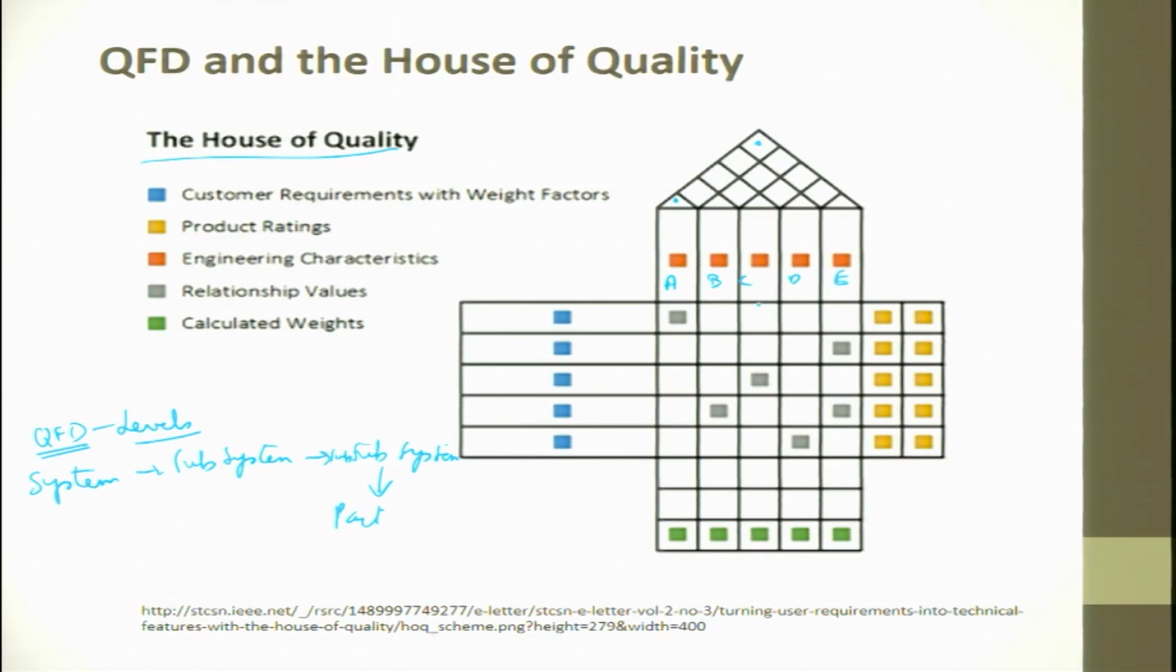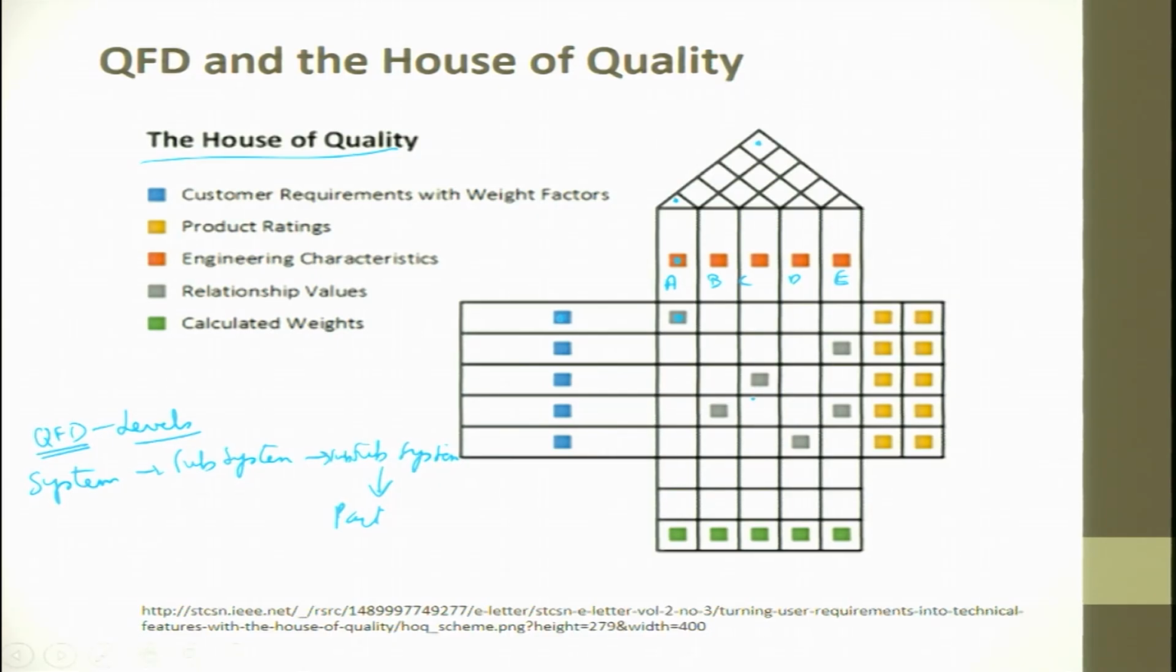And then these are the engineering characteristics, how do we achieve what the customer wants, and these are the relative values. For example, for this customer requirement, how do we meet this engineering characteristic, how do you meet it, and then what is its ranking with respect to this. So, you can have 9, you can have 3, you can have 2, whatever it is.